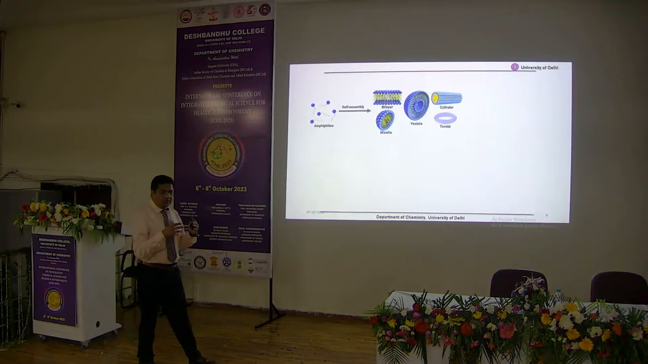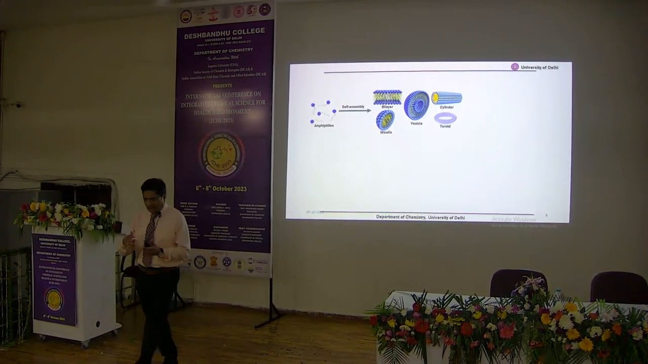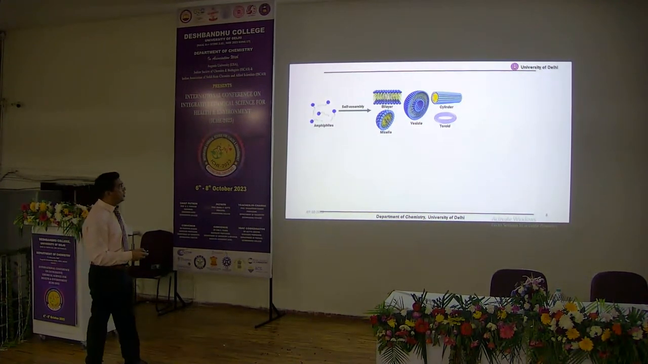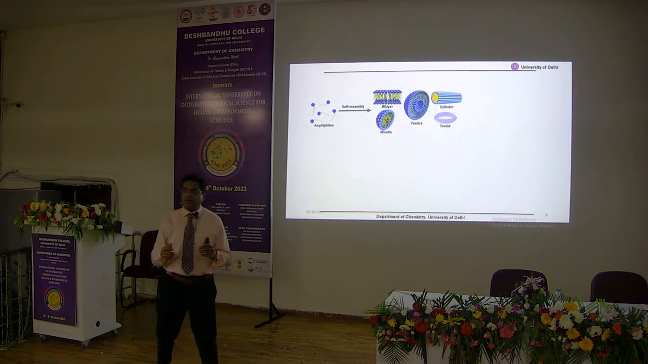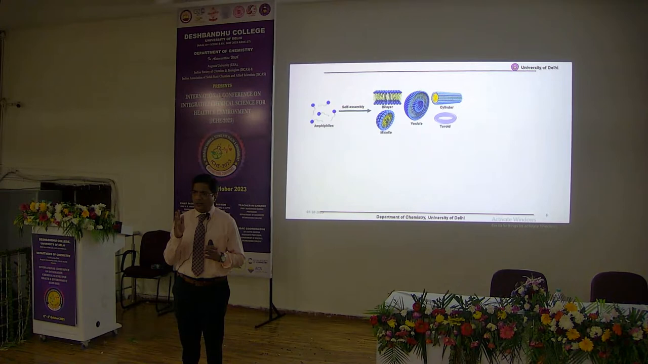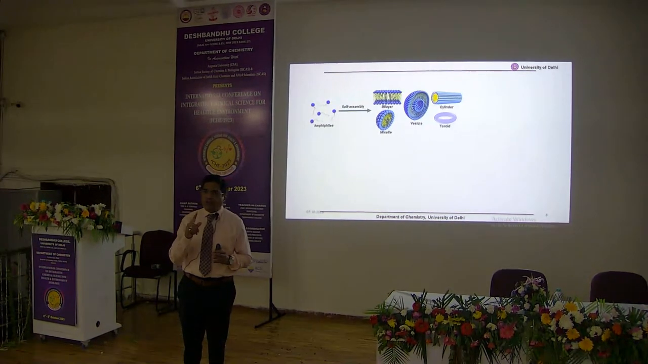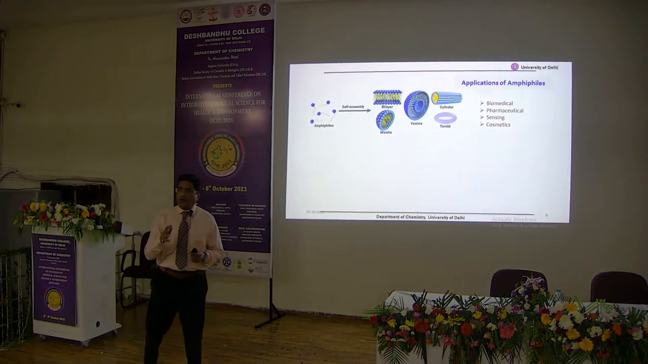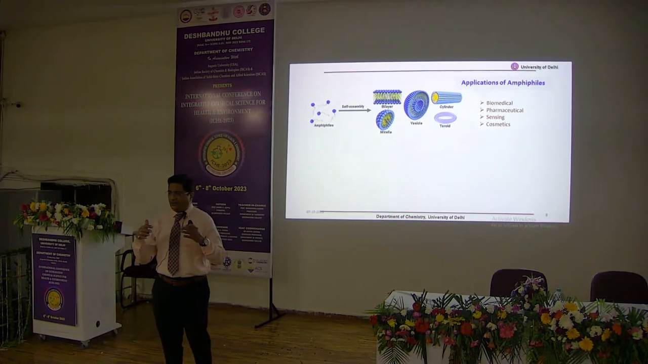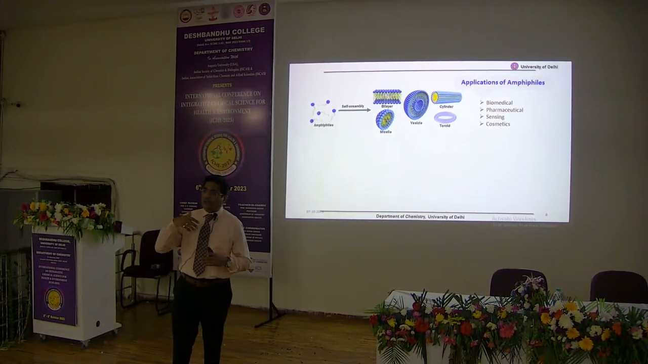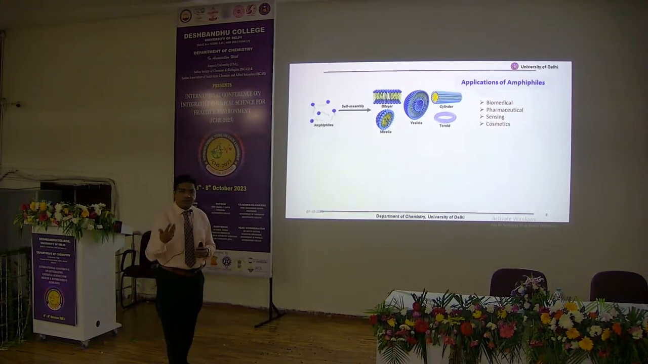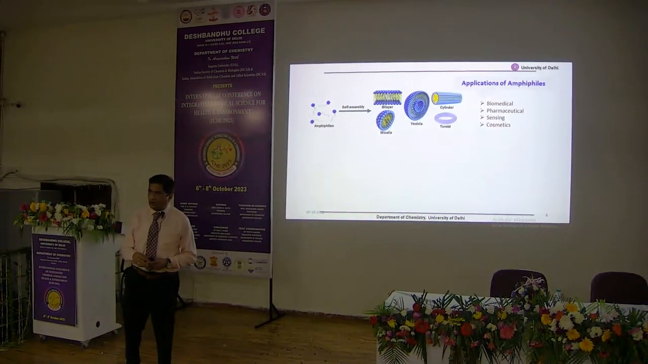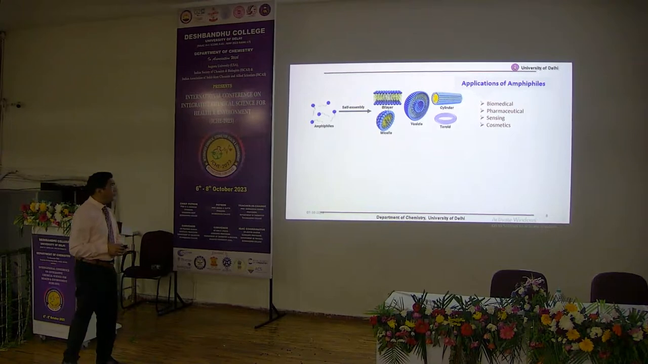Now, these amphiphilic systems can aggregate and form different kinds of structures. As you can see, they can be bilayer, micellar structure, vesicles, toroid, and cylinder. And it depends on a factor called hydrophilic lipophilic balance, because our drug delivery agent has a hydrophilic group and a lipophilic group. And it is the balance between the hydrophilic group and lipophilic group that decides whether it will form the micellar structure, the vesicle, a cylindrical structure, or a toroid.